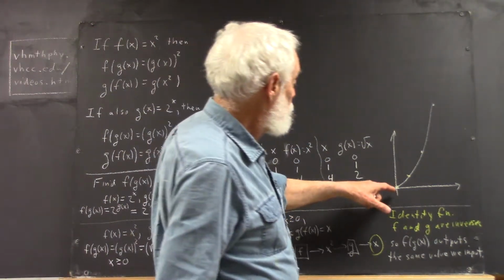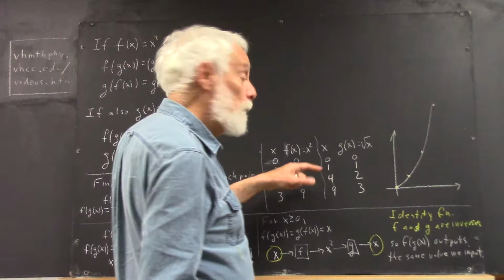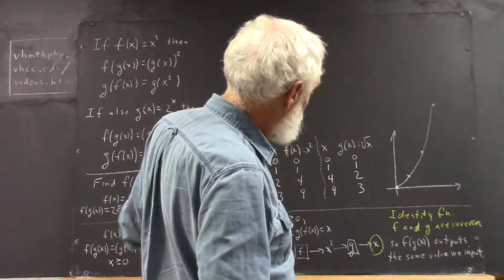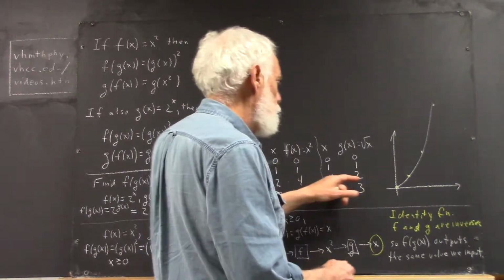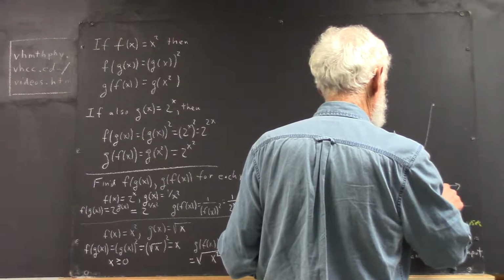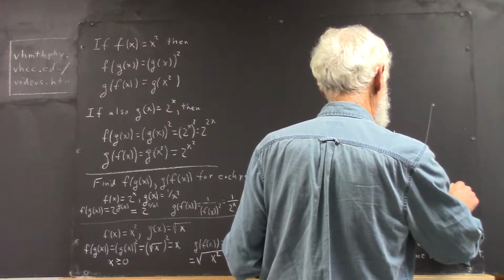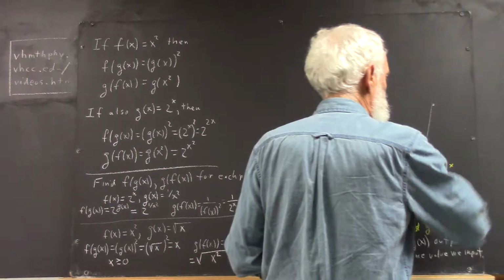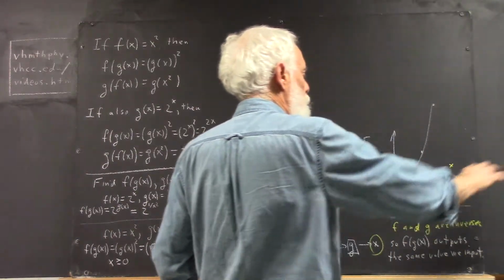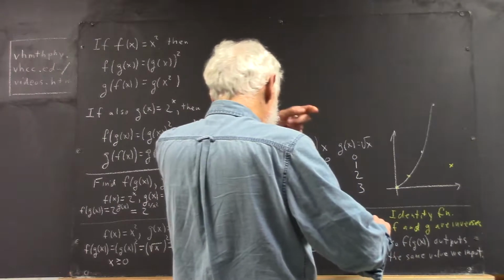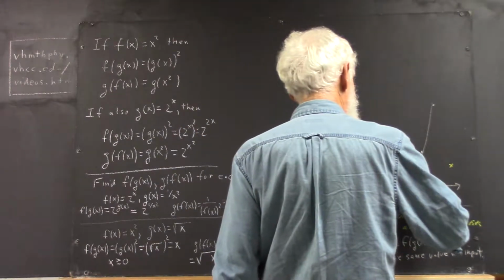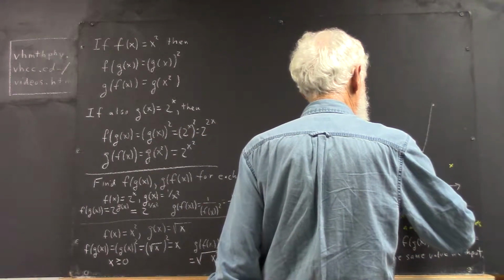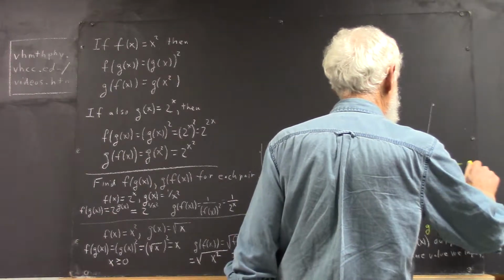The g of x graph is going to go through the same 2 points, but then it's going to go through the point 4, 2. So we've got to come out here all the way out to 4 units before we can come up to a value of 2. And then we've got to go even further. We've got to go all the way out to 9, which is off of the board, so I'm not going to attempt to draw it. But our graph then looks like this.